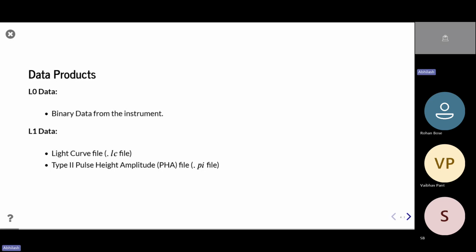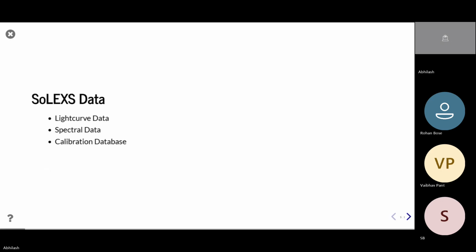What the light curve data entails is the temporal data that we get. All the fast channel temporal data is stored in the light curve file, and all the spectral data is stored in the PI file or PHA file. So to spectrally analyze the SOLEX data, you need all three data sets: one is the light curve, another is spectral, and the third is the calibration data set. The calibration database is exactly what Manju ma'am told: it's the response function, the ARF and RMF.